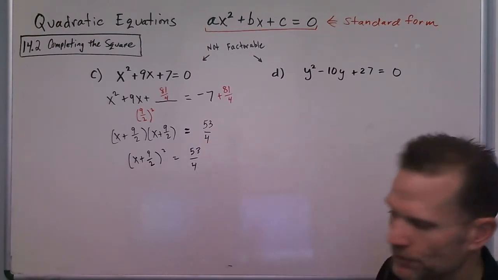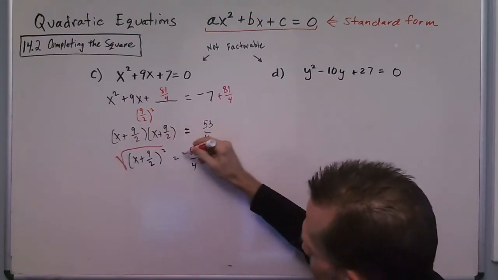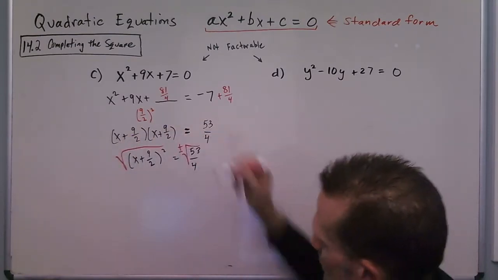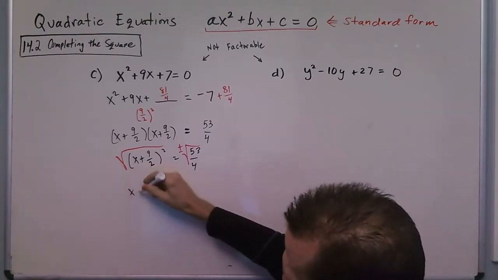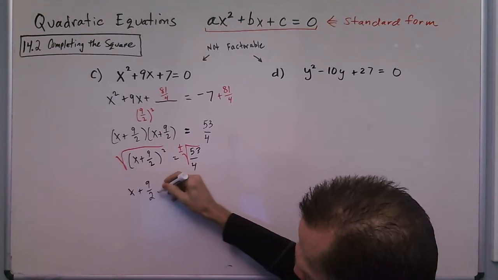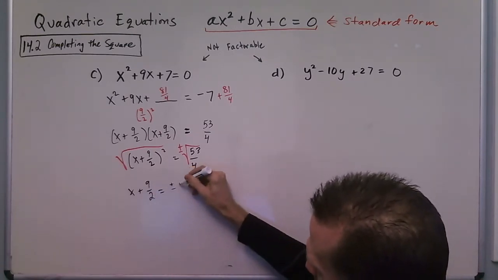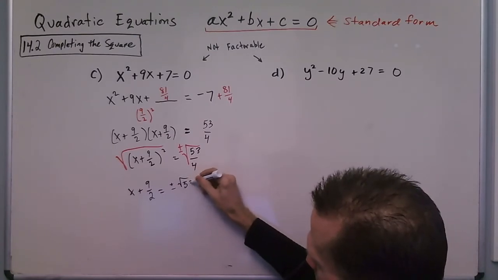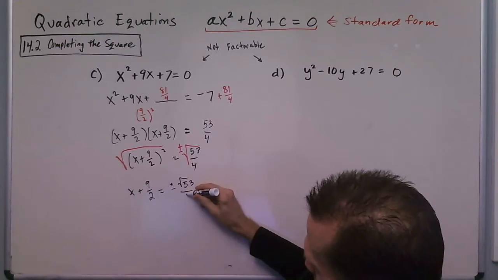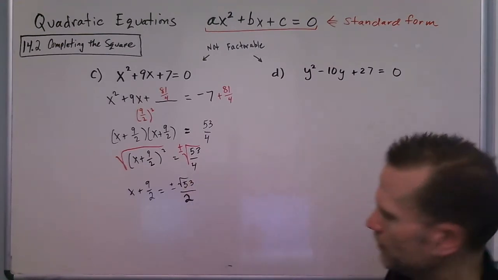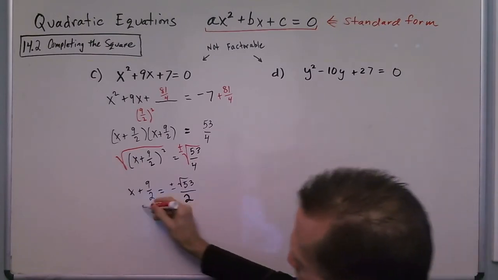At this point, we can use our square root process. So I'll square root this side, square root this side. Remember my plus minus. The left side, I get x plus 9/2. Right side, I get plus or minus the square root of 53 over, and I can do the square root of 4, so I get 2. Okay. And now I can subtract 9/2.